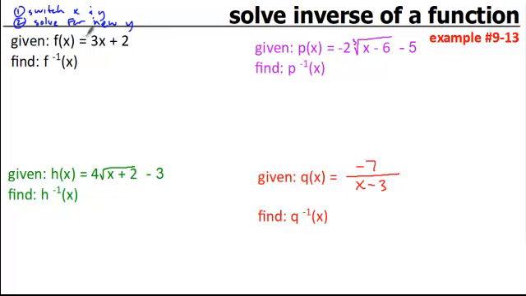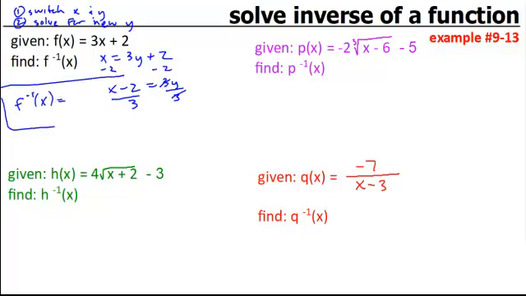So here, what I would do is I take my original function, which is y equals 3x plus 2. I'm going to switch my x and y's. So this is going to be rewritten as x equals 3y plus 2. Then I'm going to solve for my new y. So I'm going to subtract 2 from both sides, divide by 3, and that is my inverse. So the inverse of f is equal to x minus 2 over 3.